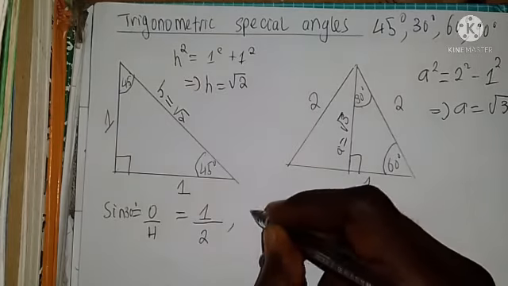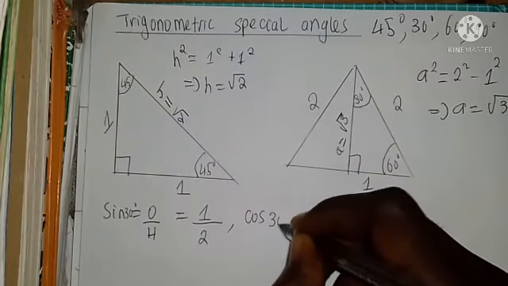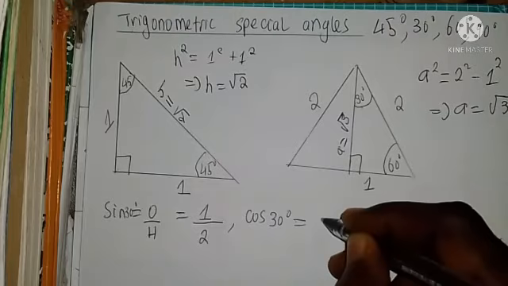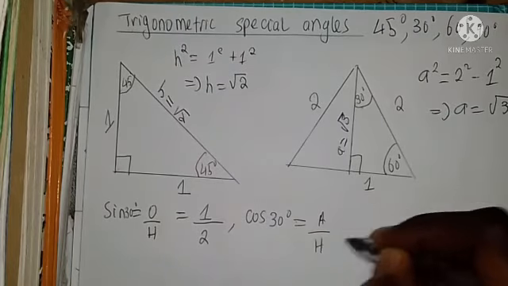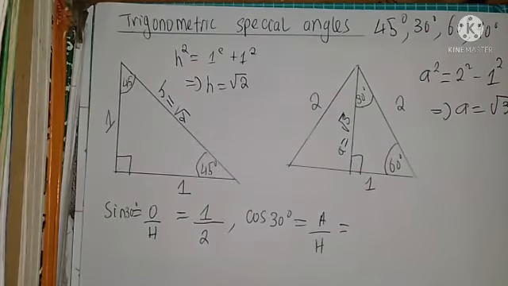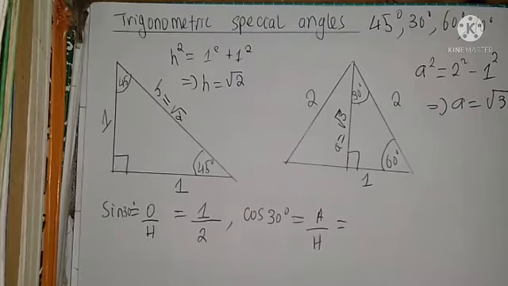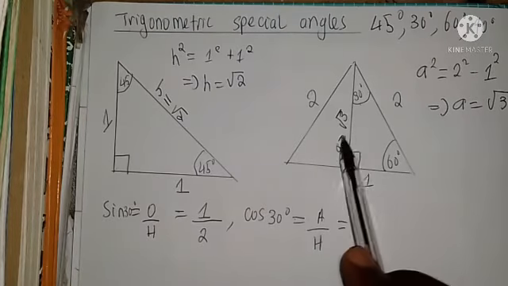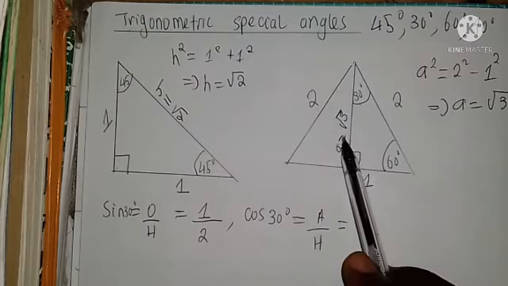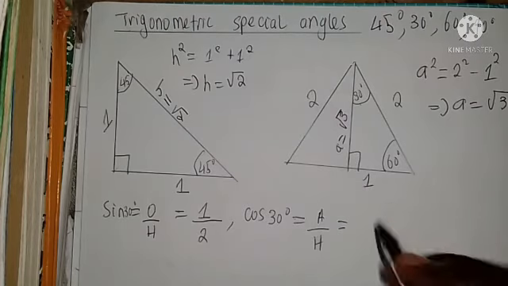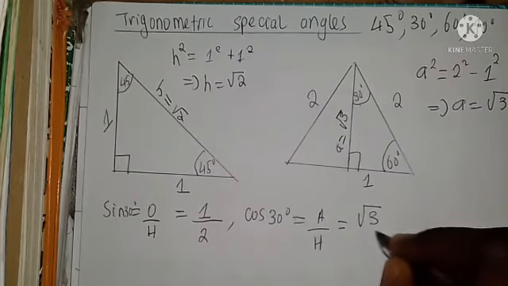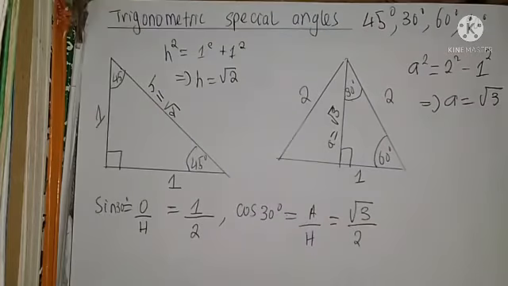Now let's go to cos. Cos 30 degrees equals adjacent divided by hypotenuse. For this 30 degree angle, what is the adjacent side? It is this side here with the length of root 3. So we have root 3 divided by the hypotenuse, which is 2.